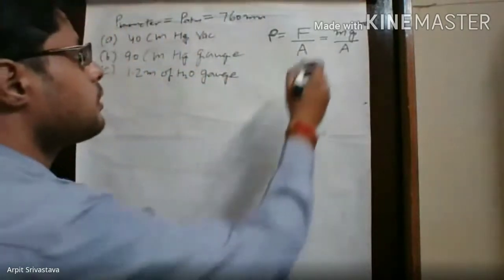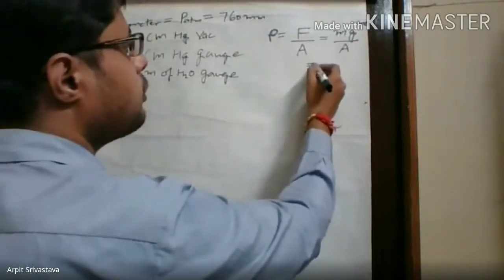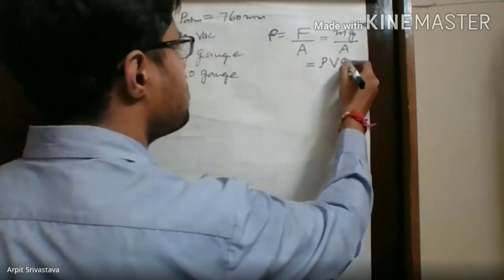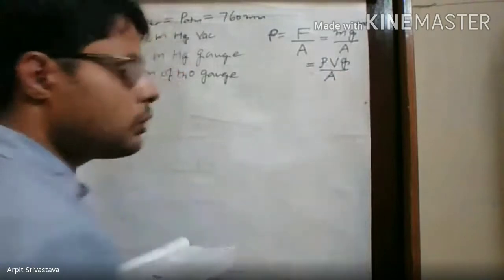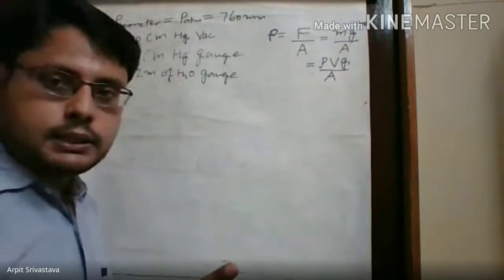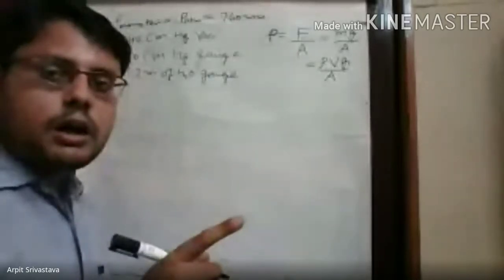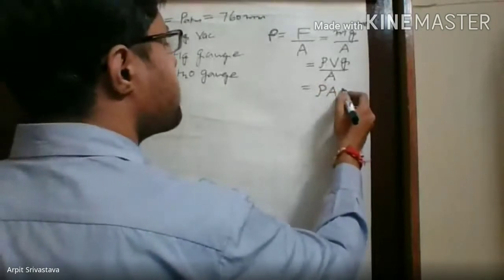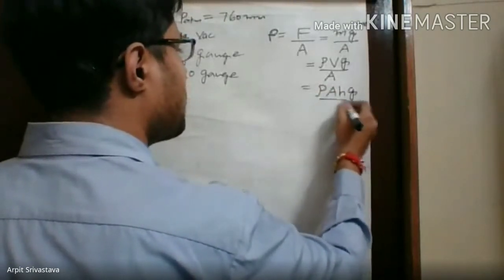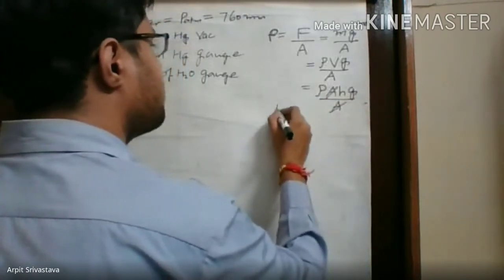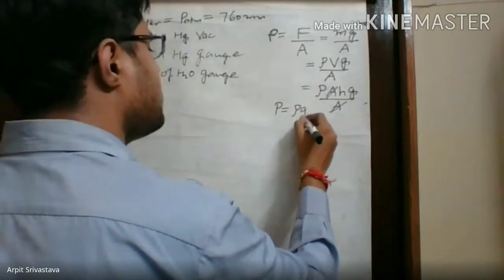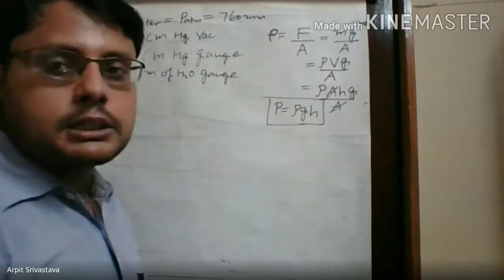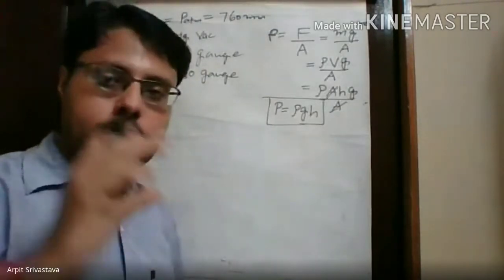So P equals mg upon A, and mass equals what? Volume into density. So rho V g upon A. And volume is defined as the product of area and height. So rho A h g upon A. That means pressure is defined as rho g h, where rho is the density, g is the acceleration due to gravity, and h is the height of the column.